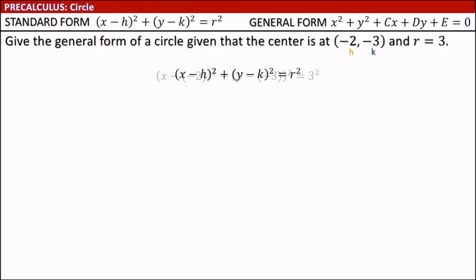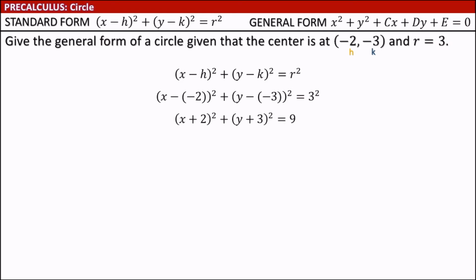Substituting these values, we have x minus h, which is negative 2 quantity squared, plus y minus k, which is negative 3 quantity squared, equals r, which is 3 squared. Simplifying this further, we have x plus 2 quantity squared, plus y plus 3 quantity squared is equal to 9. This form is already in standard form. To convert it to its general form, let's expand. This will become x plus 2 times x plus 2 plus y plus 3 times y plus 3 is equal to 9. Let's FOIL this part.